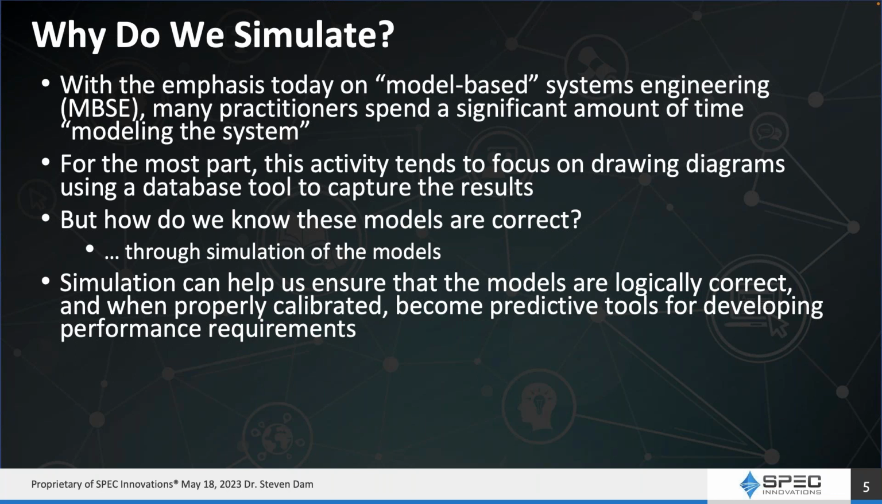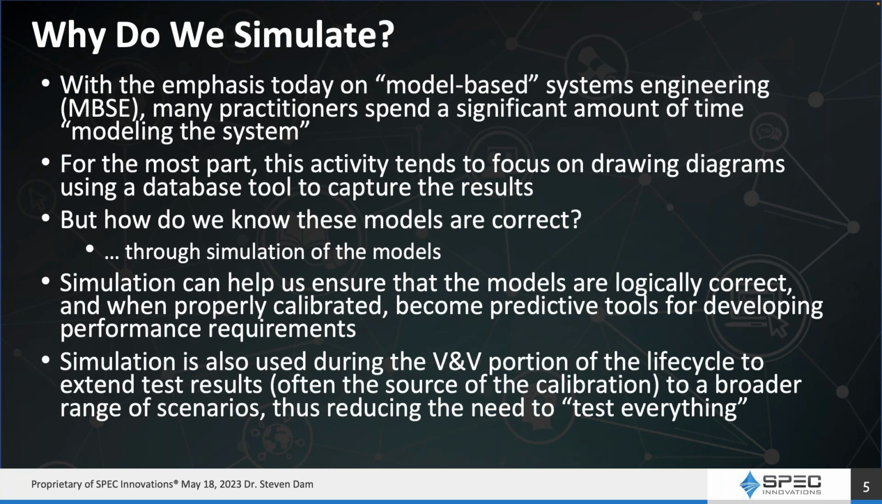So the models often, by the way, are helping us derive and develop our functional requirements, or validating our functional requirements. The simulation helps us with those performance requirements. So simulation is also used during the V&V portion of the life cycle. What I was talking about before really happens early in the life cycle as you're doing development work. But it's also a way to extend test results. And it's been used forever to simulate. In fact, the test results themselves are often the source of the calibration.